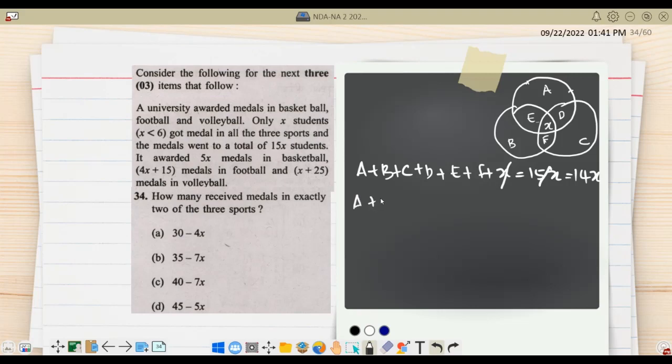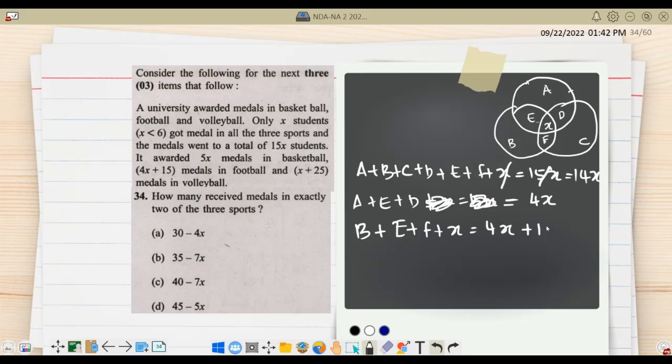And now A plus E plus D plus X equal to 5X, if we had the X in the left hand side, it's going to be 5X in the right hand side. We can take the X to that side, and this can be written as 4X, right? And then B plus E plus F plus X equal to 4X plus 15, right?